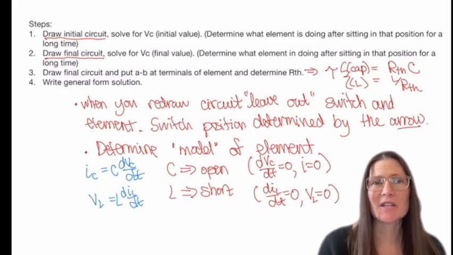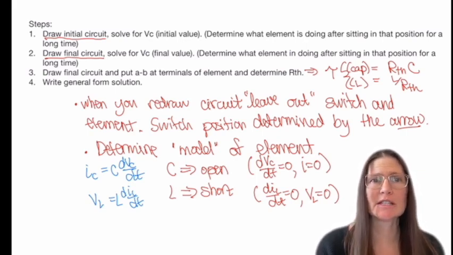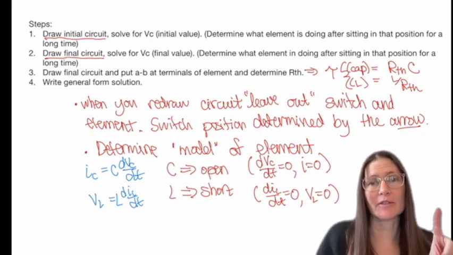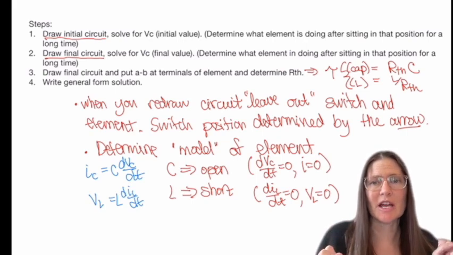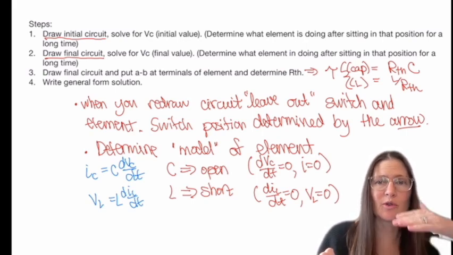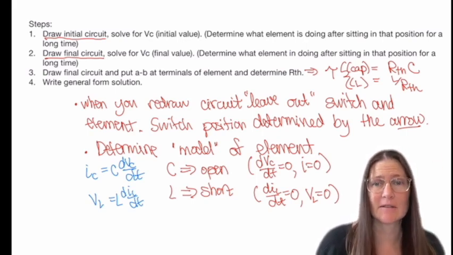Over some examples today. So to recap, the steps for solving an RC or an RL circuit: first, you want to draw the initial circuit. I usually recommend you draw the circuit and leave out the switch itself and the element. Redraw that circuit first and then determine, before the switch moves, what does that switch look like? Is it closed, or what position is it in? And then you would draw the switch position.